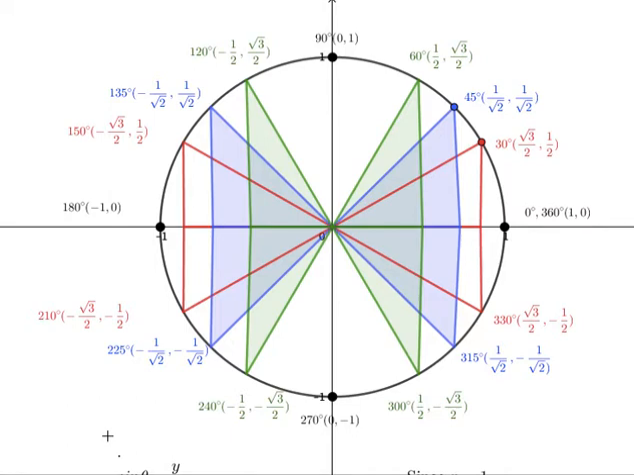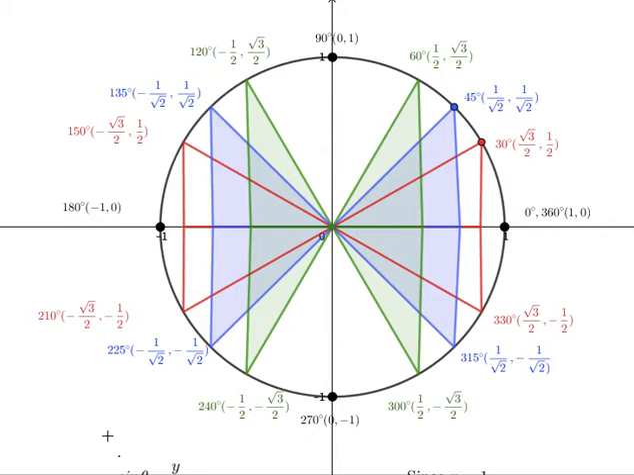You can make this argument for where x is positive, cosine is positive, where x is negative, cosine is negative, wherever y is positive, sine is positive, wherever y is negative, sine is negative. But also, you're starting to see a pattern emerge in the coordinates.